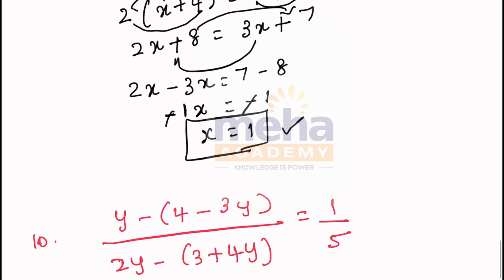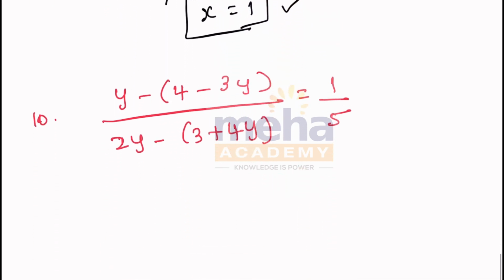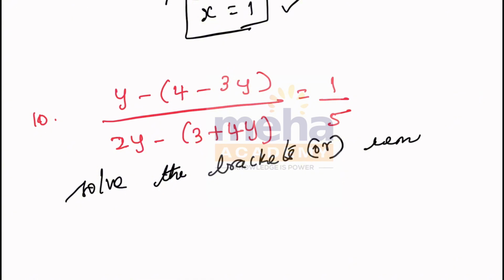Then the last question. So now again we have two fractions separated by an equal to sign, but you find the brackets in the numerator and denominator. So always solve the brackets or remove the brackets. So first I'll remove the brackets. In front of the brackets there is a minus sign. I use the minus sign and remove the brackets.